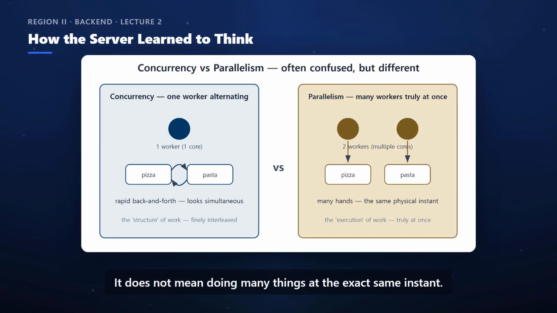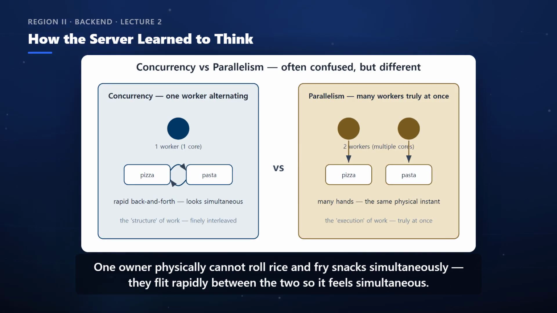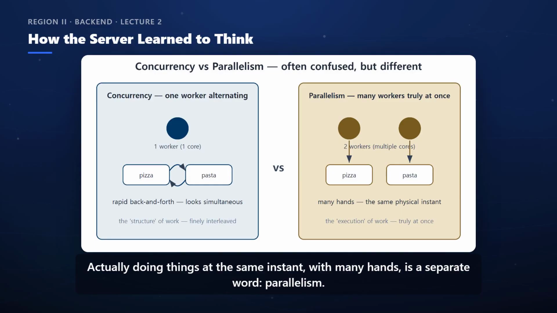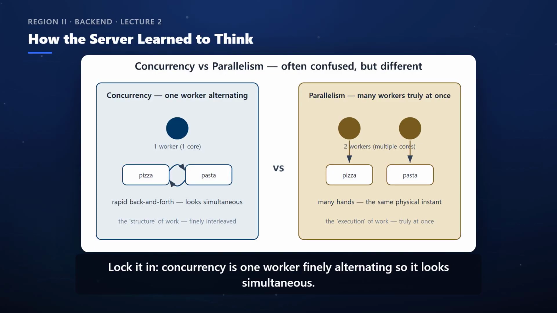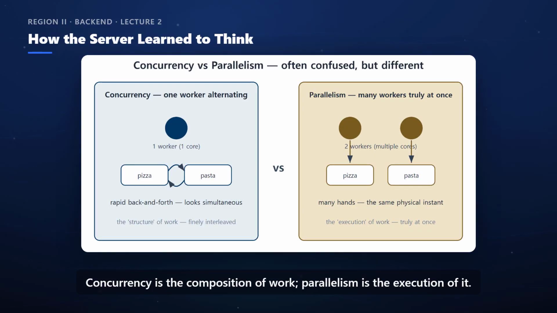It does not mean doing many things at the exact same instant. One owner physically cannot roll rice and fry snacks simultaneously, they flit rapidly between the two so it feels simultaneous. Actually doing things at the same instant, with many hands, is a separate word, parallelism. Lock it in, concurrency is one worker rapidly alternating so it looks simultaneous. Parallelism is many workers truly at once. Concurrency is the composition of work, parallelism is the execution of it.